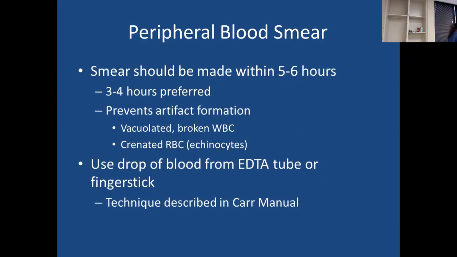Right on the inside of that feather edge is where we will do our smear evaluation. We'll look for a good area. We'll examine our red cells for morphology. We will look for platelet morphology and count. We'll do our white cells. We're going to talk about that in lab this afternoon.